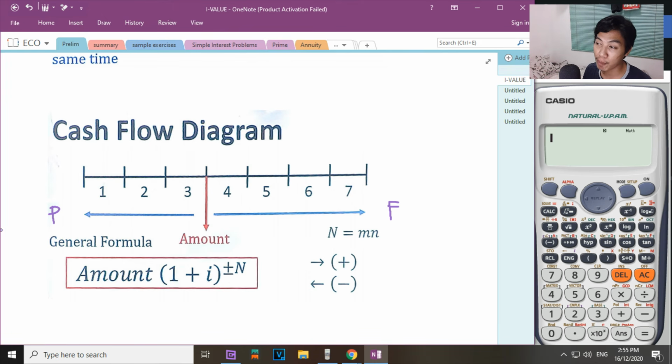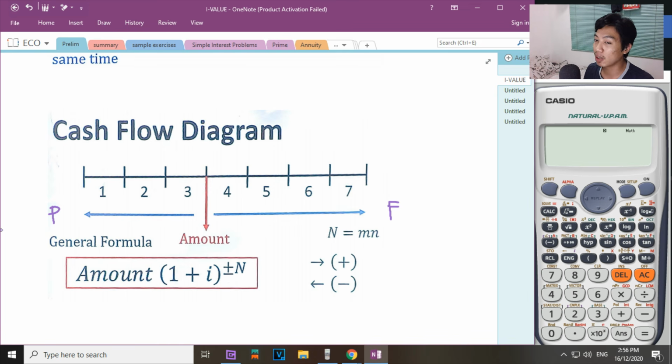Pero since pupunta kayo ng inyong board exam, although this is the most basic way of solving transactions ng EECO, lalo na pag nag-multiple transactions ka, kunwari, at some point, meron kang dineposit, magwi-withdraw ka at some point, ganun, mas maganda i-represent mo sila using cash flow diagram.